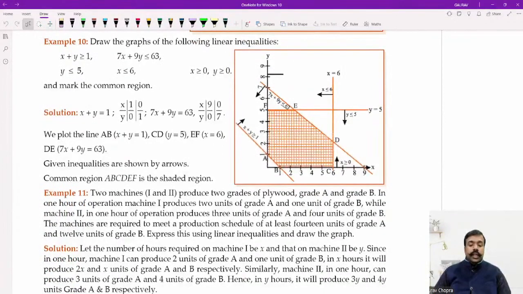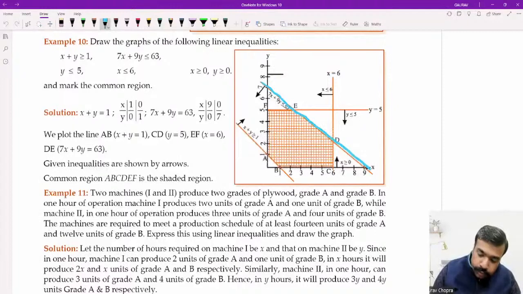Now we are having example number 10. This is again almost the similar kind of example. Just we have to see which area is inside or outside. So let us see from this graph only. The first equation, then the second one, then this is the third one, and then the fourth one.